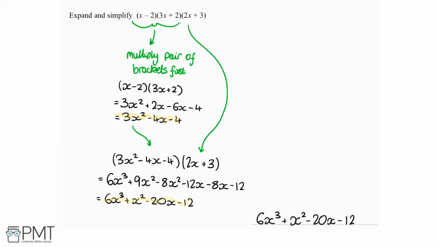We've expanded the brackets and simplified it down by collecting like terms, leaving us with this expression here. So we got our first mark for multiplying out 2 of the brackets. We then got our second mark by attempting to multiply by the third remaining bracket. And the third mark, if we do that correctly, for getting the right answer.